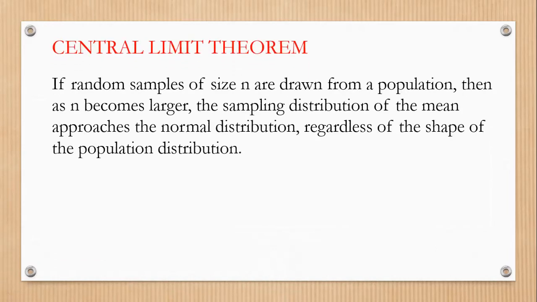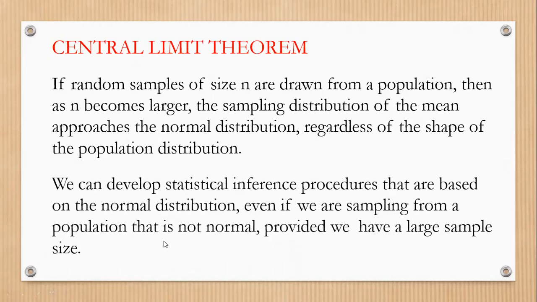So what does this state? If random samples of size n are drawn from a population, then as n becomes larger, the sampling distribution of the mean approaches the normal distribution, regardless of the shape of the population distribution. So meaning, from the population, if you can see that it is not normally distributed, then we can get samples from it, and then by the use of the CLT, whatever is the number of your sample size, as the sample size increases, the sampling distribution of the mean will approach the normal distribution.